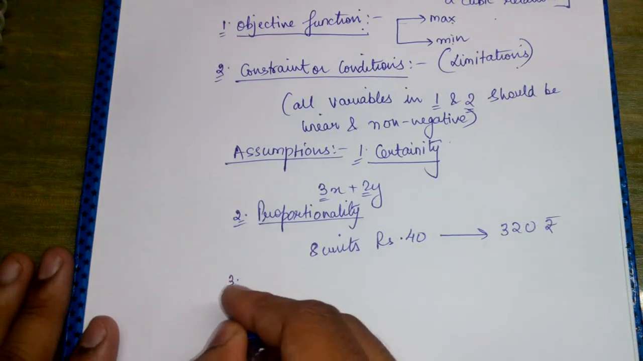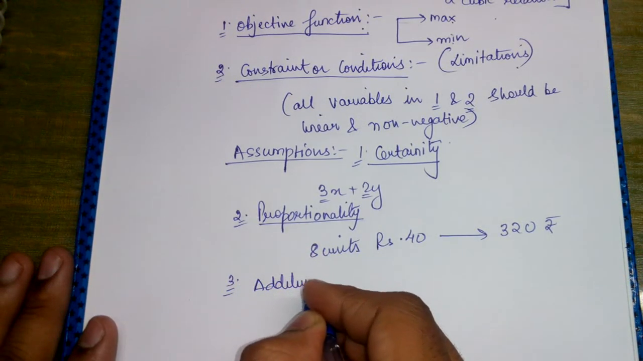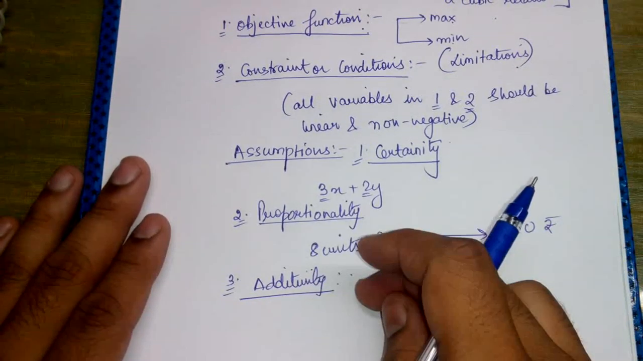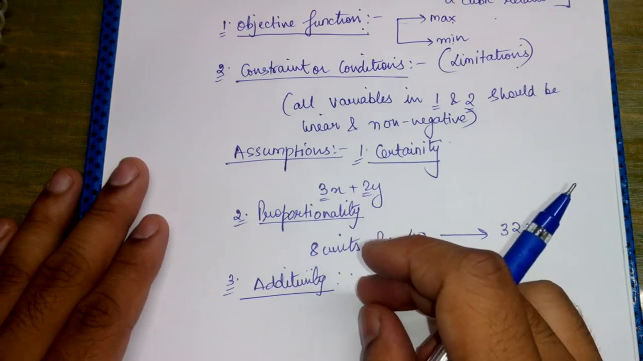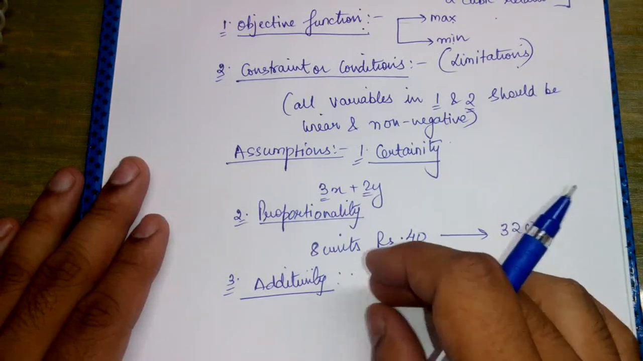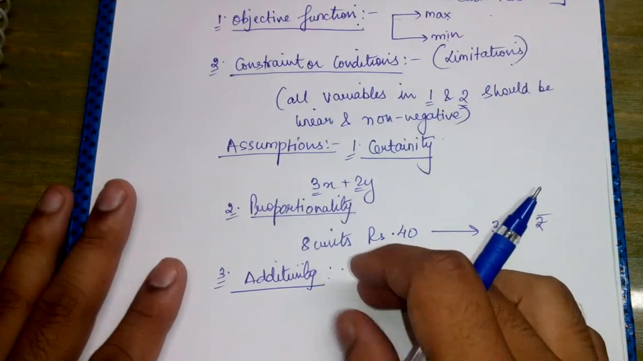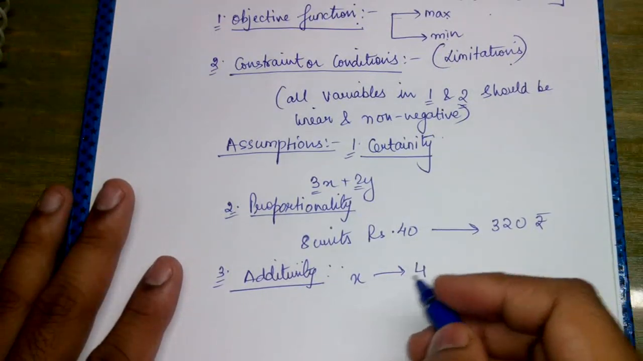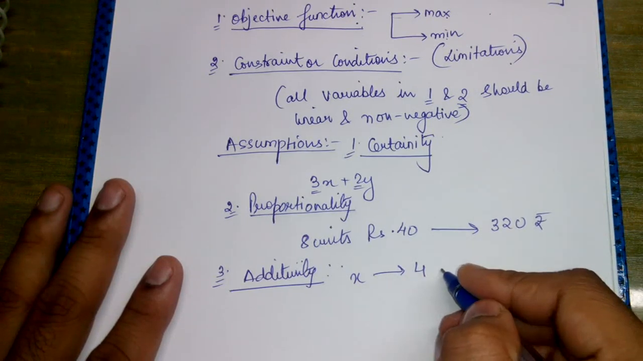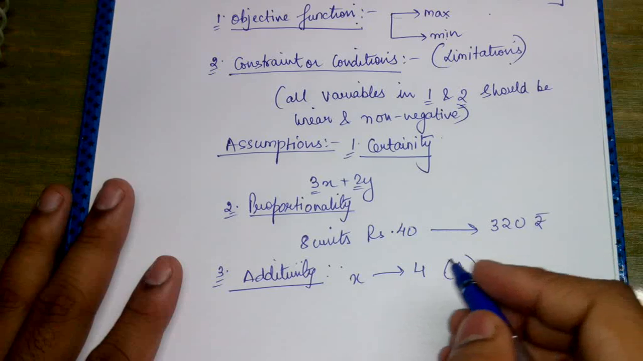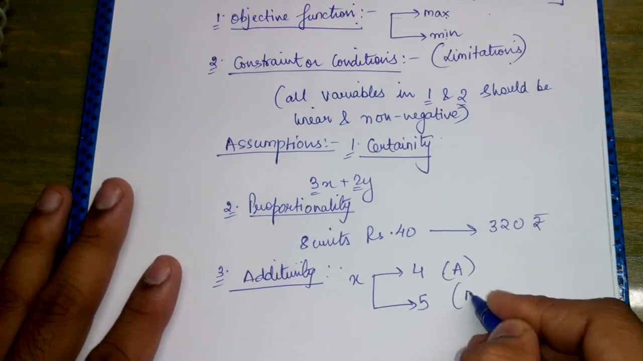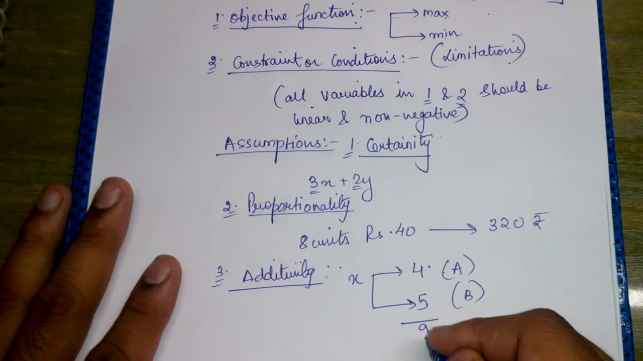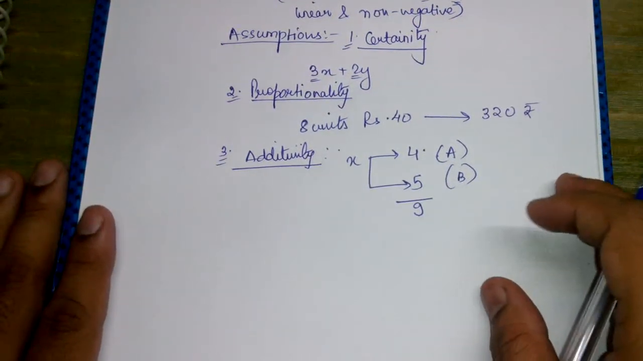The third assumption is additivity, and in additivity, the linear programming model law is addition. Here addition is valid for resources and utilization. We can add the resources. It means if a product X requires 4 hours of processing on machine A, and 5 hours of machining on machine B, then the total time required for the complete product would be 5 plus 4, that is 9 hours. So this is the law of additivity.